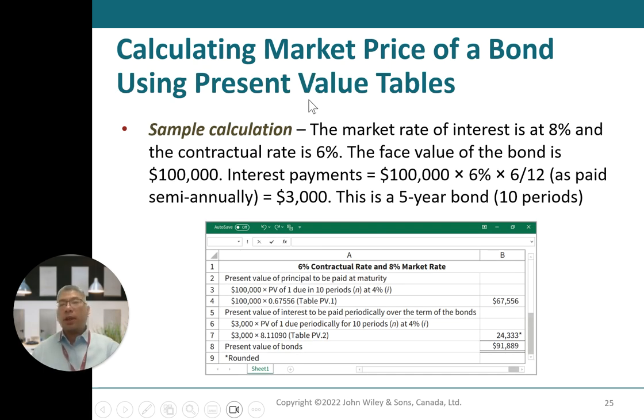What do you mean by inverse rate? It's a reverse. Okay? When the interest rate goes up, the bond price goes down. When the interest rate goes down, the price goes up.